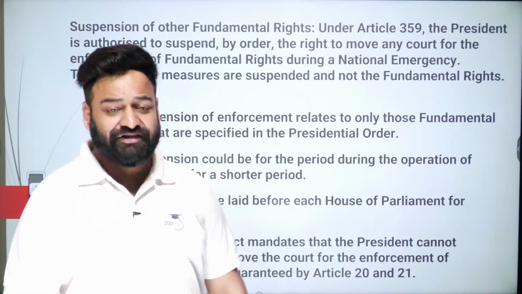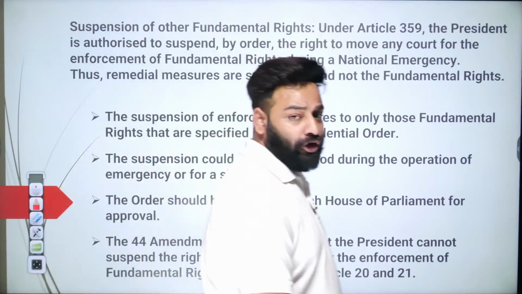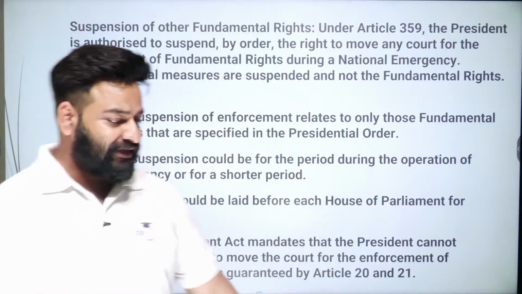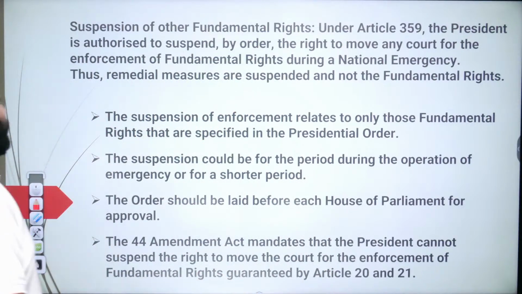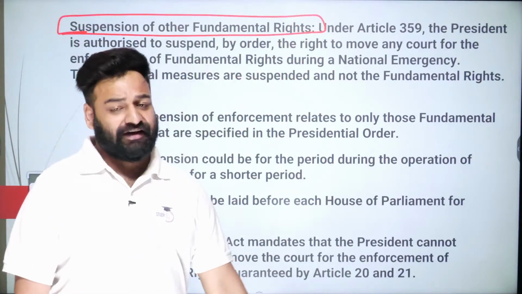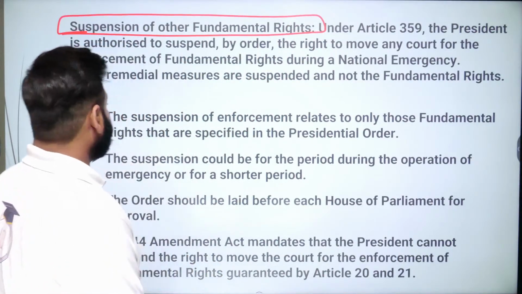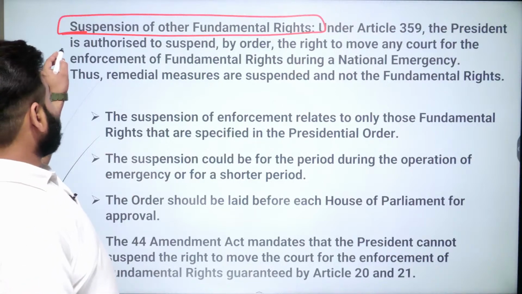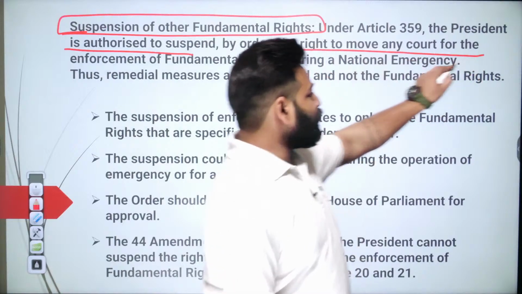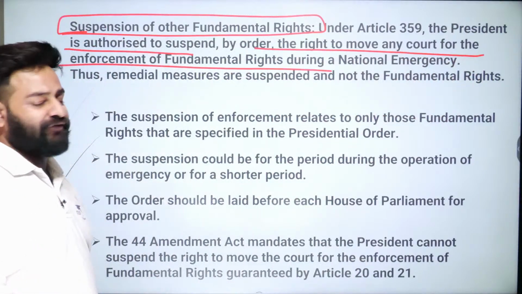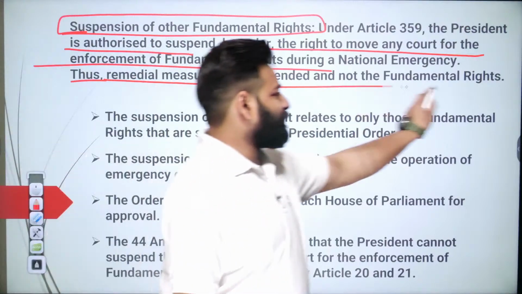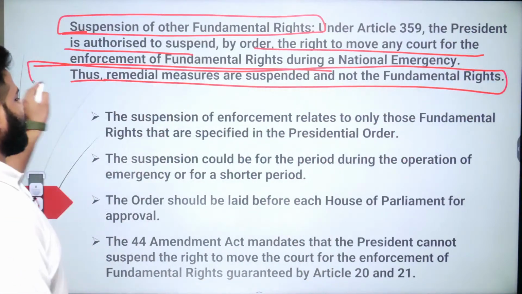But if the emergency is declared on the grounds of war, then Article 19 is suspended. Next, Article 359, suspension of all other fundamental rights except Article 19. What does it say? The President is authorized to suspend by order the right to move any court for the enforcement of fundamental rights during a national emergency.